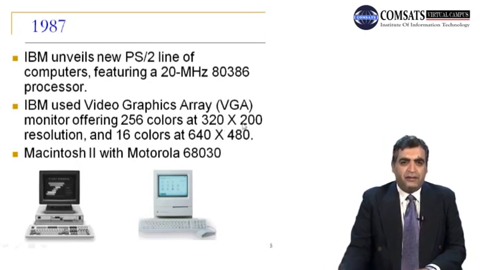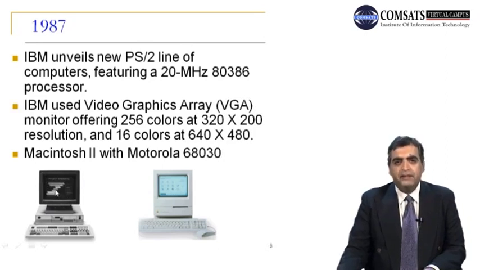This resolution means that on your screen there will be 320 dots in one line on the x-axis, and there will be 200 lines on the y-axis. Each dot we call a pixel. Pixel means picture element. And each pixel can store 256 different colors. For 16 colors, the resolution was enhanced to 640x480 pixels.